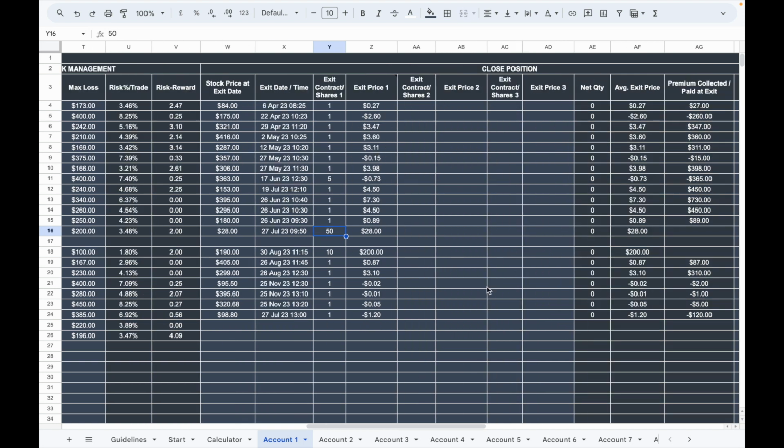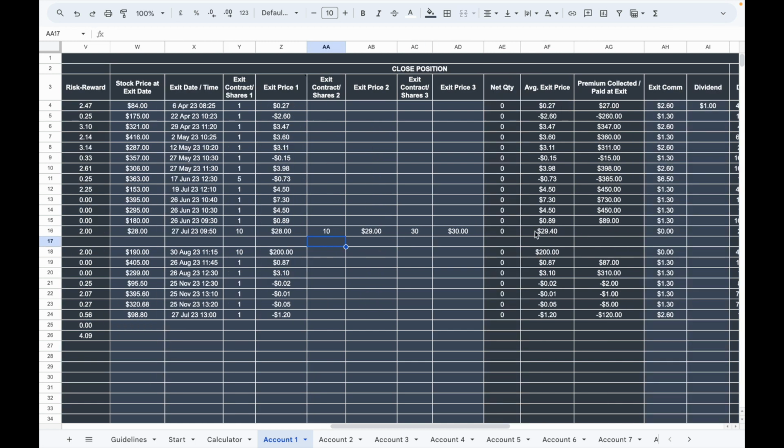After closing the trade, input the exit date and time, input the number of shares that you have closed. If you have multiple exit points, you can enter the number of shares you close each time when you exit the trade. For example, if I exit the trade first at 10 shares, input the first exit price, then enter the second exit position and the exit price, then your final exit position and the exit price. The column under average exit price will show you the average exit price. You also need to make sure the net quantity here is 0 after you close the trade.